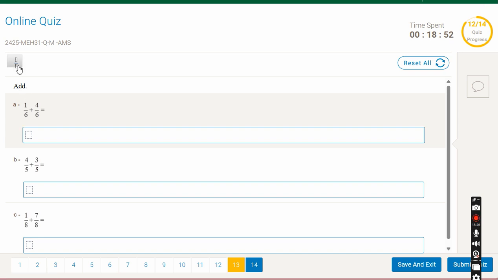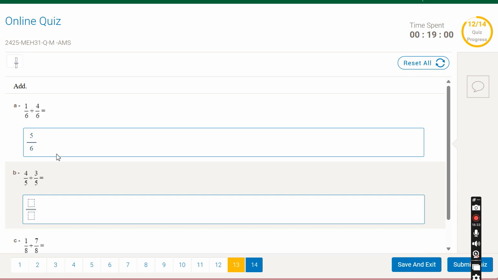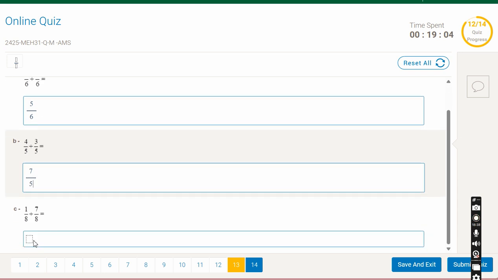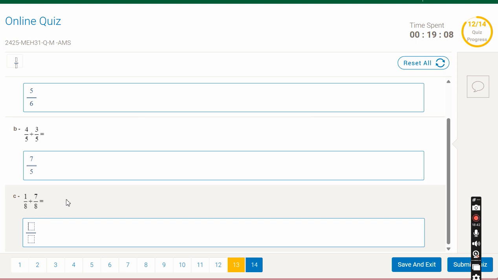The next one, you're just going to add here. So 4 plus 1 is 5. We're going to write 5, and the denominator stays the same, 6. Again, for this one, 4 plus 3 is 7, over 5. Next one, 1 over 8 and 7 over 8. So 7 plus 1 is 8 over 8.